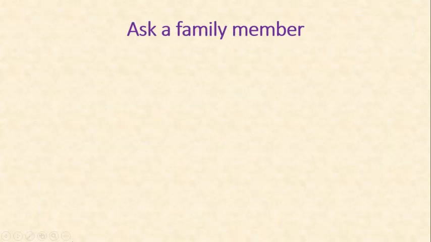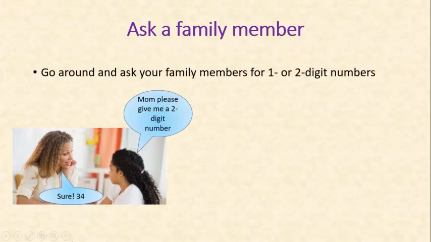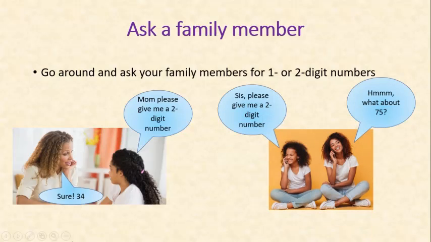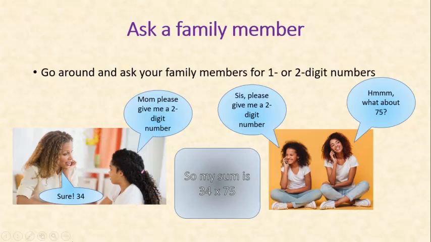And finally, ask a family member. Go around and ask your family members for 1 or 2-digit numbers. Mum, please give me a 2-digit number. Sure, 34. Sis, please give me a 2-digit number. What about 75? So my sum is 34 times 75. You can also do the same with division by using a 2-digit number and a 1-digit number.